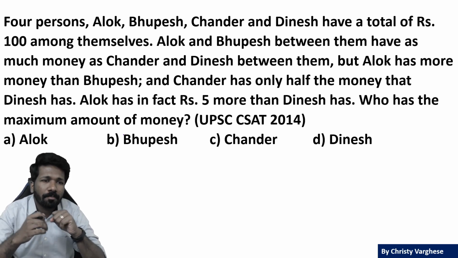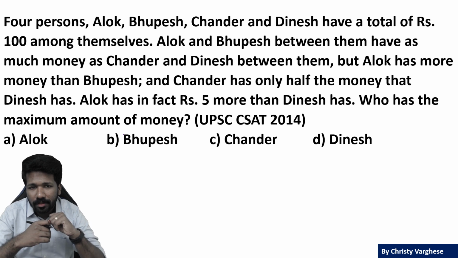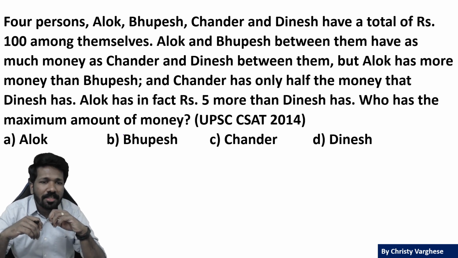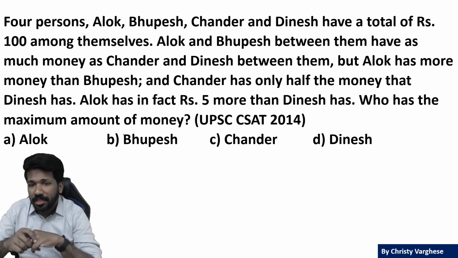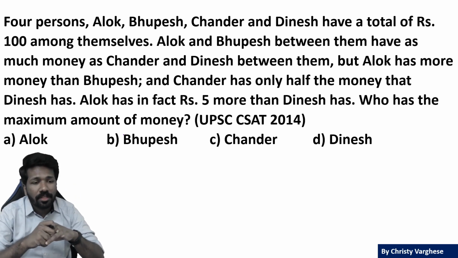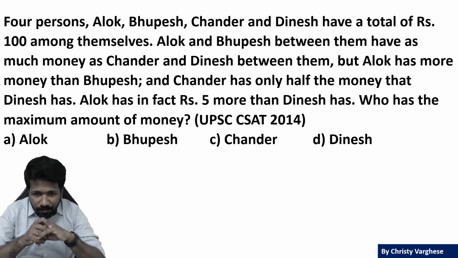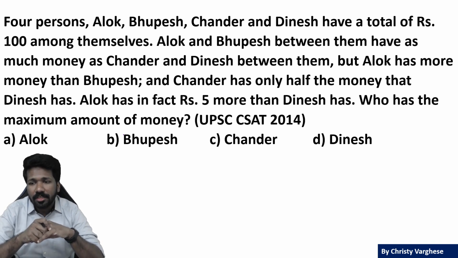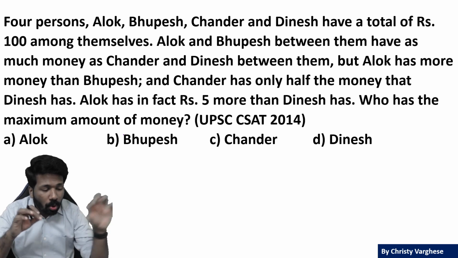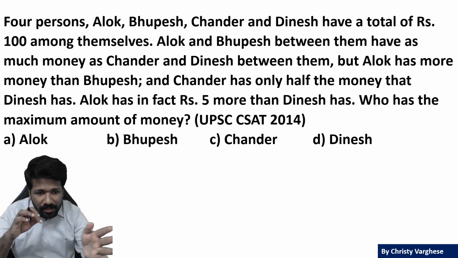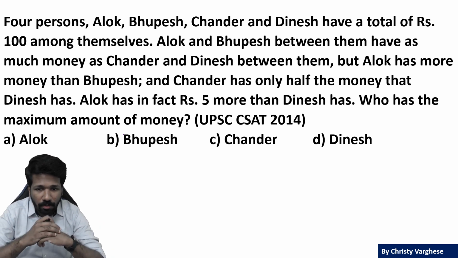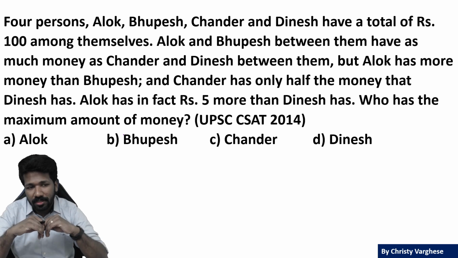A, B, C, D have a total of rupees 100 among themselves. Alok and Bhupesh between them have as much money as Chandar and Dinesh between them, and Alok has more money than Bhupesh, and Chandar has only half the money that Dinesh has. Alok has in fact rupees 5 more than Dinesh has. Who has the maximum amount of money? The name of that person is the correct answer. Alok, Bhupesh, Chandar, Dinesh are the 4 options.